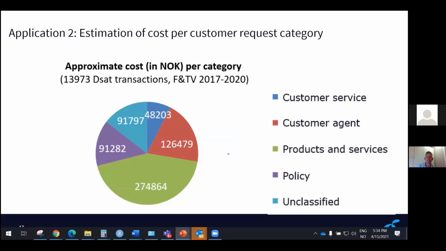And of course, the next step is that if you know how much time you're spending on each of these topics, then you can also estimate how much money you're spending, which becomes an even better argument when you approach some managers and say, look, maybe we should do something in this area. Okay, so those are two applications.